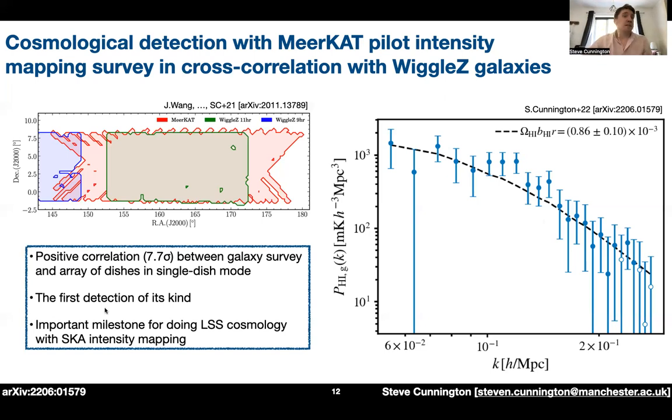So this is really a first detection of its kind. What I mean by that is, there have been intensity mapping detections before, but this is the first one that's been done with a multi-dish array using this single dish mode of observation. So it's a really important milestone for something like SKA, because the SKA will ultimately be relying on this single dish mode of observation to achieve its large-scale structure cosmology objectives. So it really needed to pass this test, and it's a great first step in that direction.